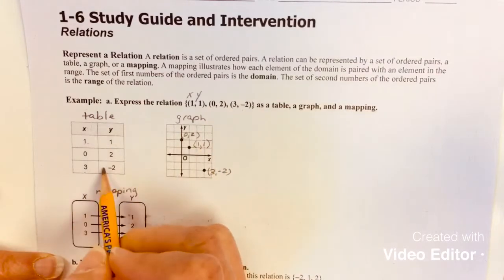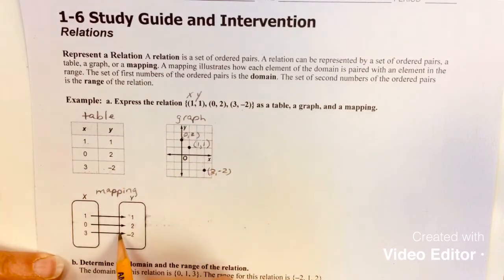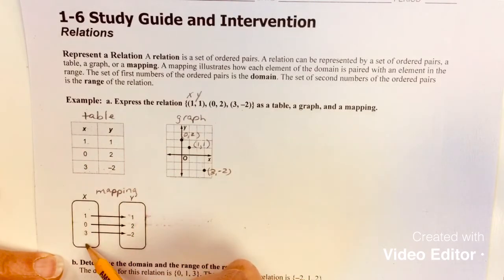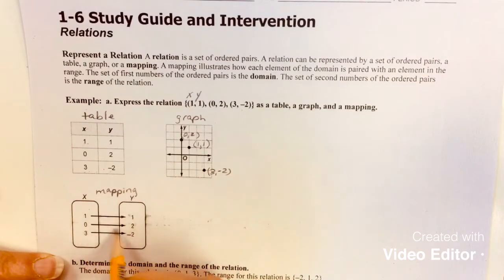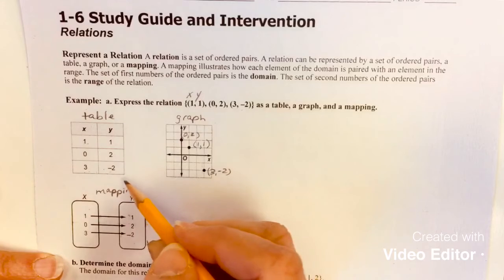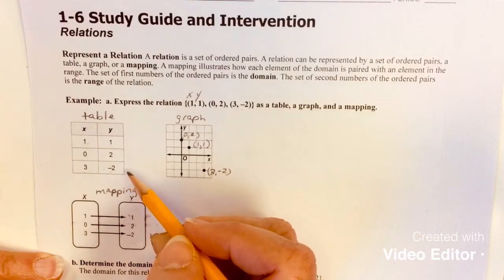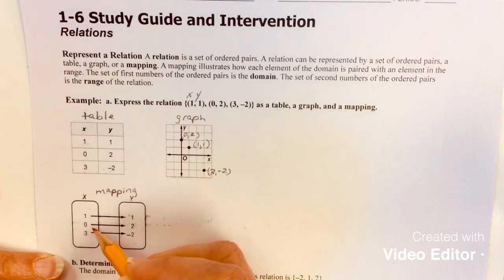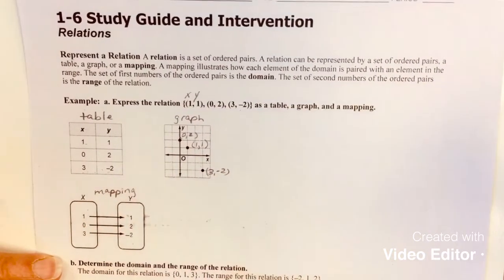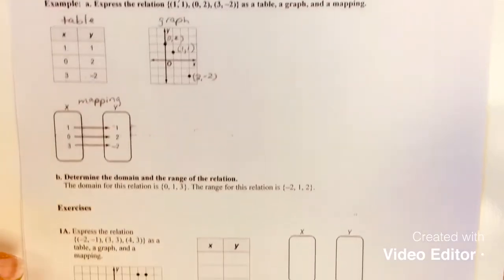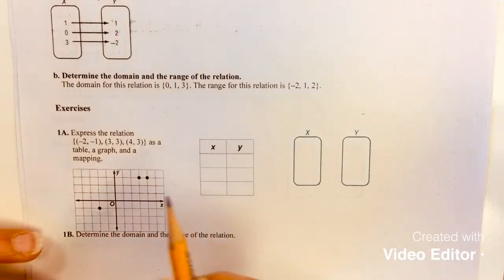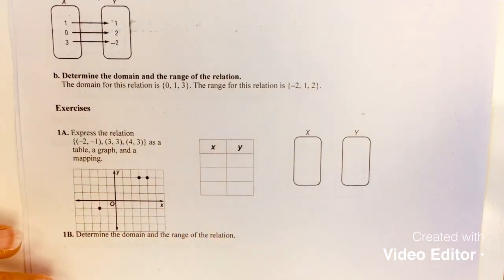So here's your table, your graph, and now mapping. Mapping is basically taking all your x and putting it in one box, and your y's and putting them in the other box, and drawing an arrow from one to the other. Now, we'll get into it a little bit more later, but when you have a number that repeats, you only have to write it once. Let's go down to an example before we move on to the function exercise. I want to make sure you understand this clearly.